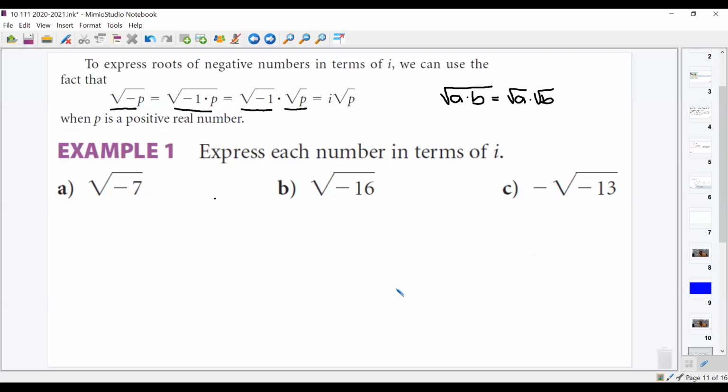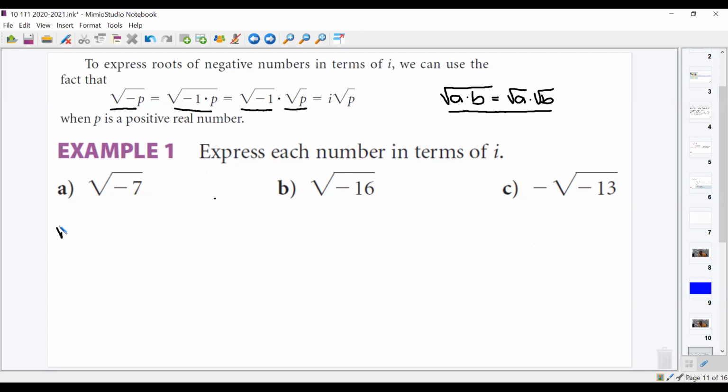So I'm going to be recording how to express each number in terms of i. If you have any doubt, you can go back and check the videos that I'm showing in this moment, because there's going to be an assigned activity. Okay, it says express each number in terms of i. I am going to be using this same property, guys.